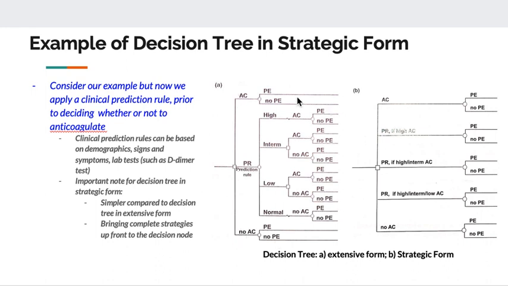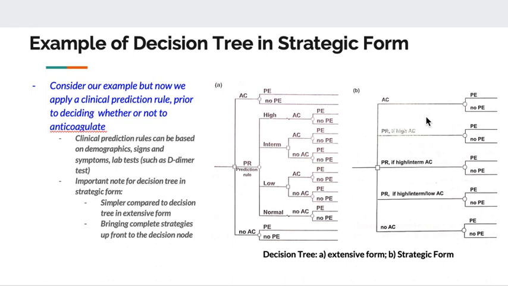Now, with this extensive form, we know that some of the branches or some of the options we will never select in our decision making. So we remove some of the branches. For example, if the prediction is very high, obviously we're going to take the AC. In order to simplify the extensive form and make our decision easier, we have the strategic form as shown on the right-hand side over here.